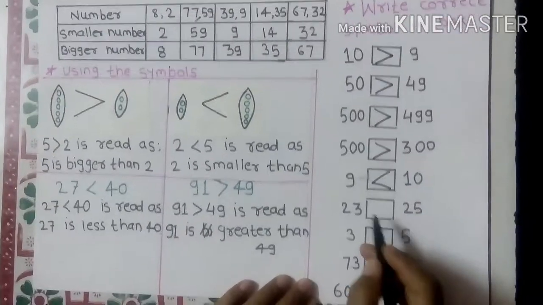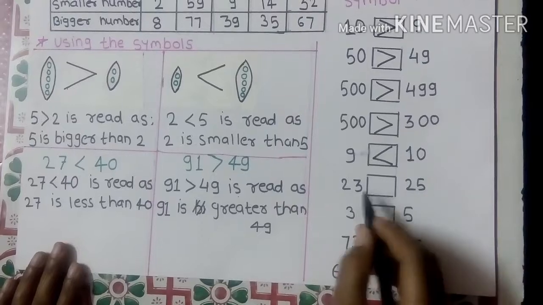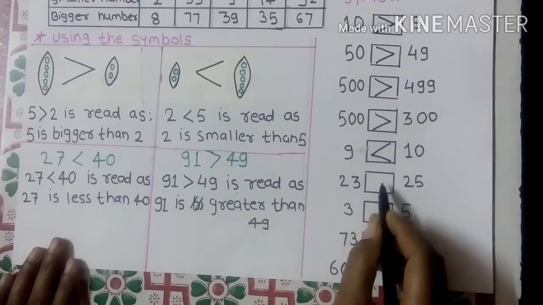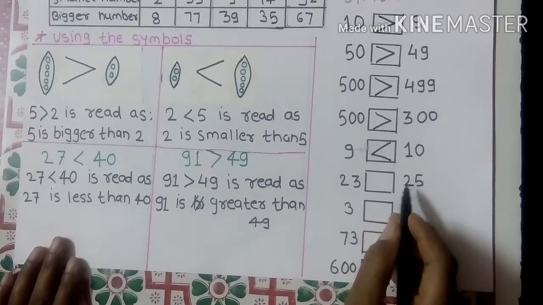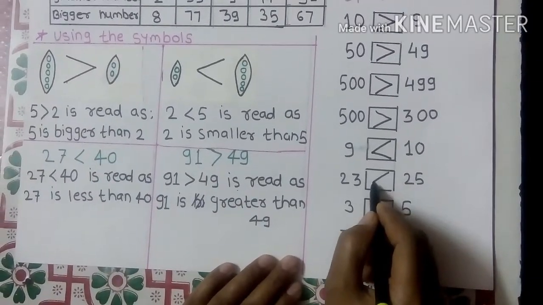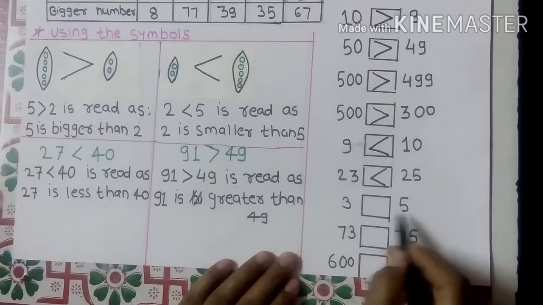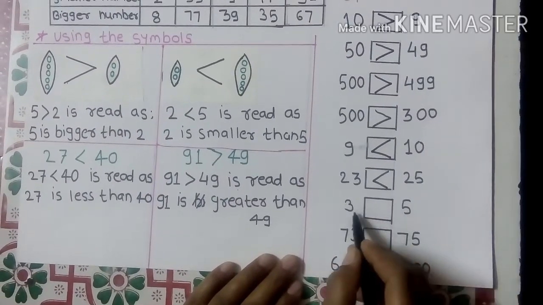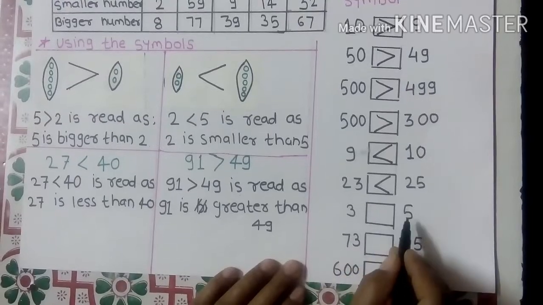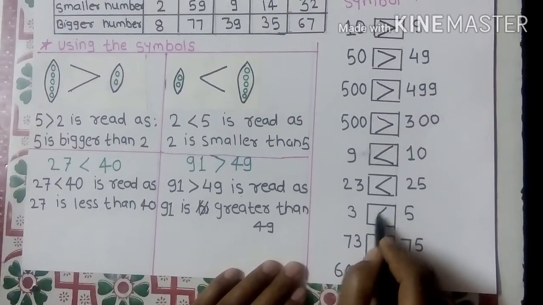Okay, next example, 23 and 25. 23 is smaller than 25. We draw here the symbol smaller than. Next example, 3 and 5. In this, 3 is smaller than 5. We know the symbol of smaller than or less than.